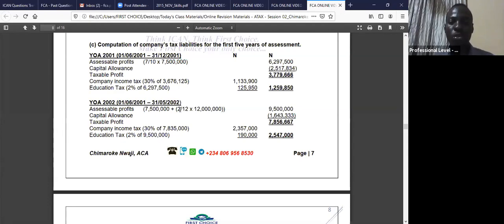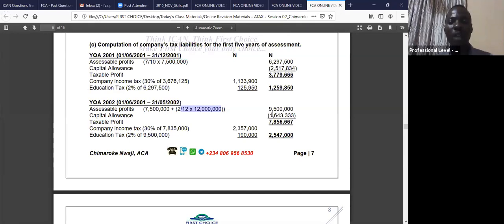So you do 2 over 12 times 12 million. You get your answer. Anything you get, you add it to 7,500,000. When you do that, you will have 9,500,000. So obviously this one will give you 2 million. So when you add 2 million to 7.5 million, it gives you 9.5.